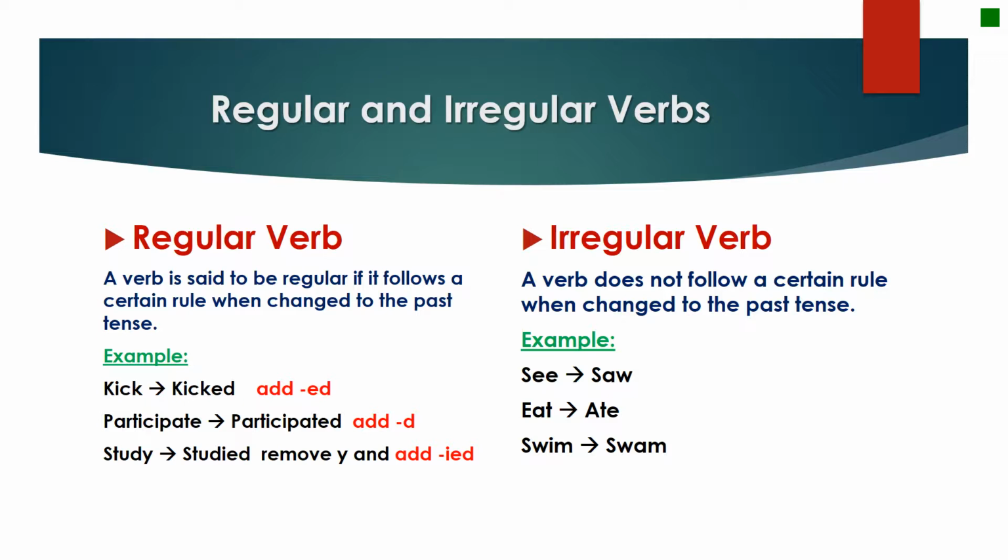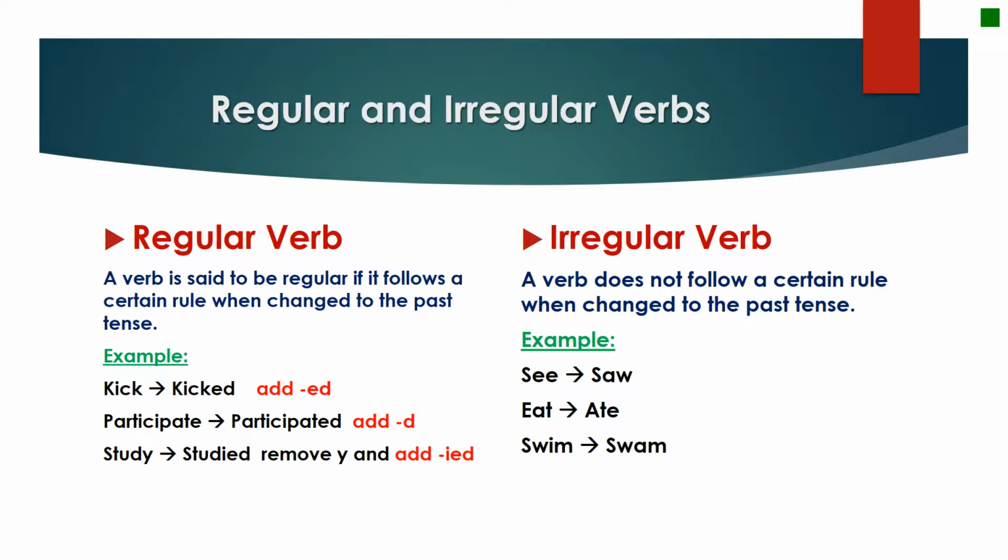From the word itself, regular, a regular verb is said to be regular because it follows a certain rule. Like kick becomes kicked. It follows a certain rule when changed to the past tense. Kick, kicked. I only added ed. Participate, participated. Study, studied. I added ied. Play, played.